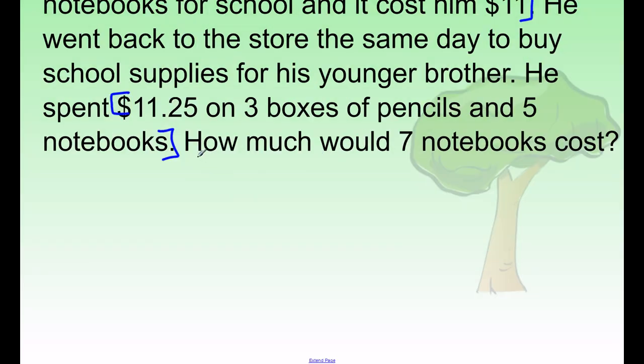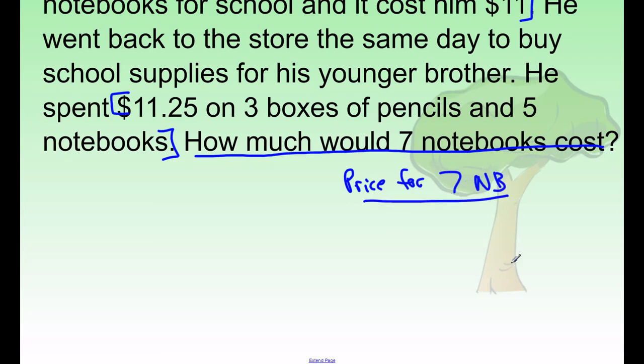The question is asking, how much would 7 notebooks cost? So it's not asking us how much notebooks cost and how much pencils cost. The question wants to know, how much are 7 notebooks? So this is what we need to find. So let x equal the number of notebooks and y equal the number of pencils.